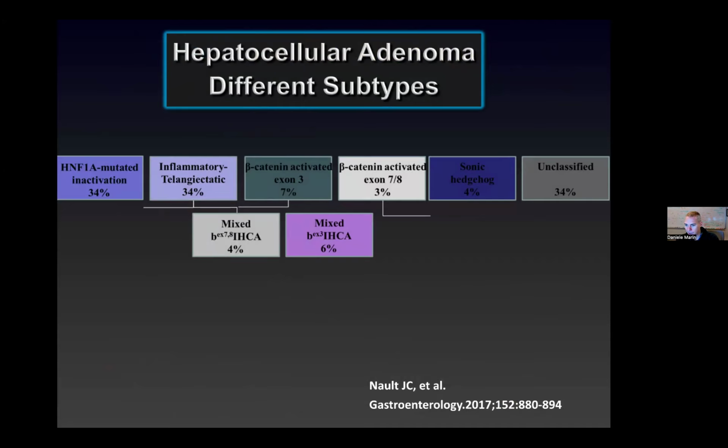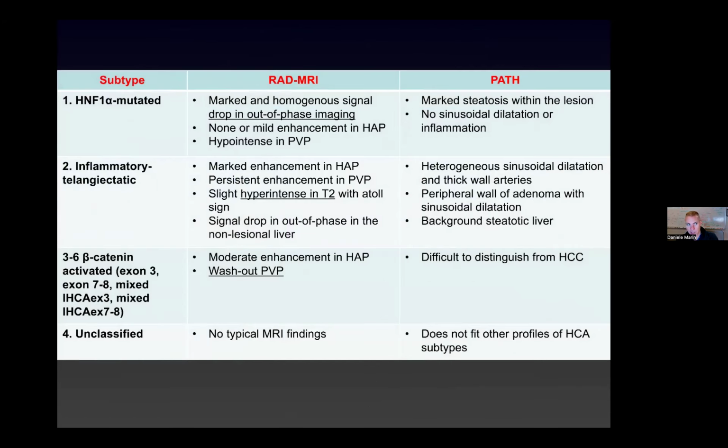much better understanding of the underlying genetic mutations within hepatic adenomas, and different mutations are associated with a different appearance of these lesions. These are the 4 most common subtypes of hepatic adenomas based on the genetic underlying: the HNF1 alpha mutated, the inflammatory or telangiectatic adenomas, the beta-catenin, and the unclassified.